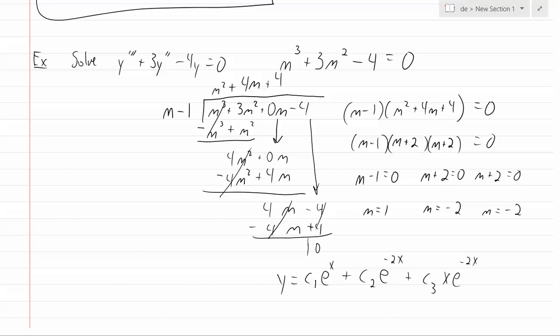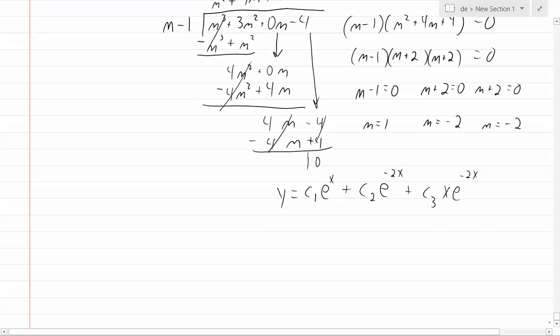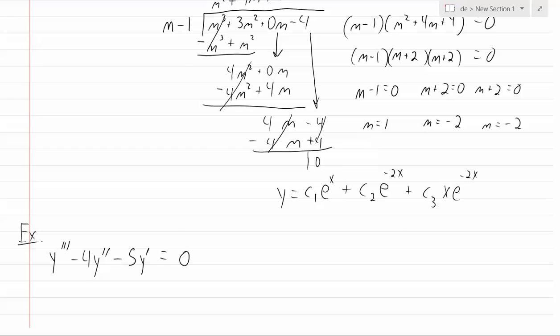Alright, let's see if I can find you one like that to practice on. This one don't look too bad. Y triple prime minus 4, y double prime minus 5, y prime equals 0. So write the auxiliary equation and then see if you can factor it and find the roots of the equation.